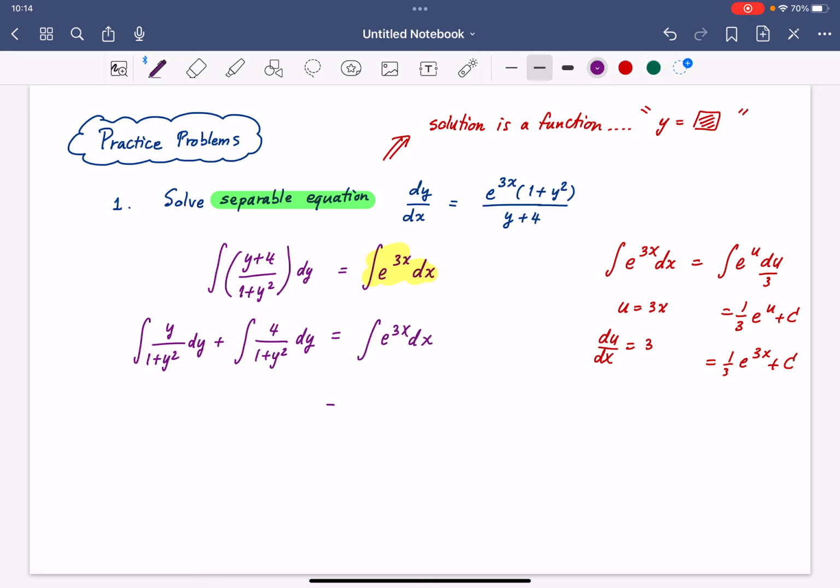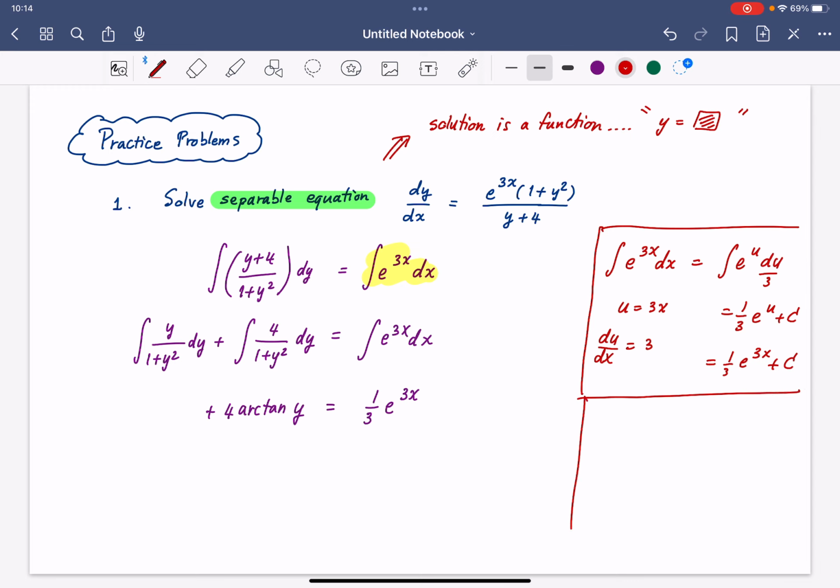I will integrate at the same time. And then you integrate on the right hand side, you get this. And on the left hand side, here you're going to get 4 times arctan y, right? Because this is a formula for arctan: integrate 1 over 1 plus y squared dy is arctan y. And then for this one you have to pick u another time. So this is my scratch work. So you integrate y over 1 plus y squared dy here.